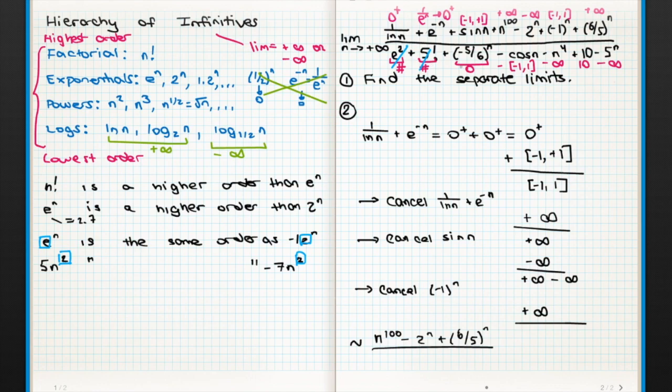So these two don't matter because they're just being added to minus infinity. 0 also doesn't matter. Cosine is irregular, but again, compared to infinity, because it's bounded, the limit won't be affected. And same idea with the 10. So again, we're just left with infinities. So we're left with minus n to the 4 and minus 5 to the n.